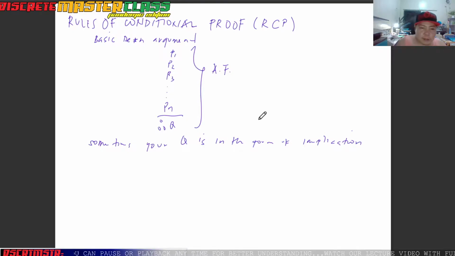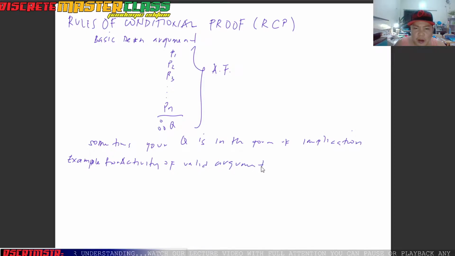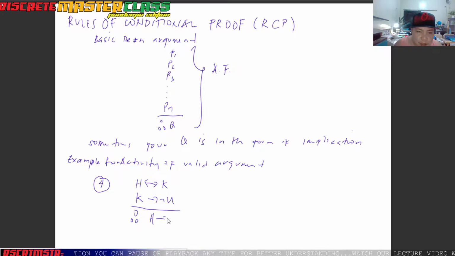Okay, so I will give you an example. In your activity, I don't know if this is answered in the lecture video, pero in your activity of valid argument, one of the problems there, mapapansin mo sa number 4, we have H if and only if K. The second premise is K implies not U. And the conclusion of this argument is H implies not U.